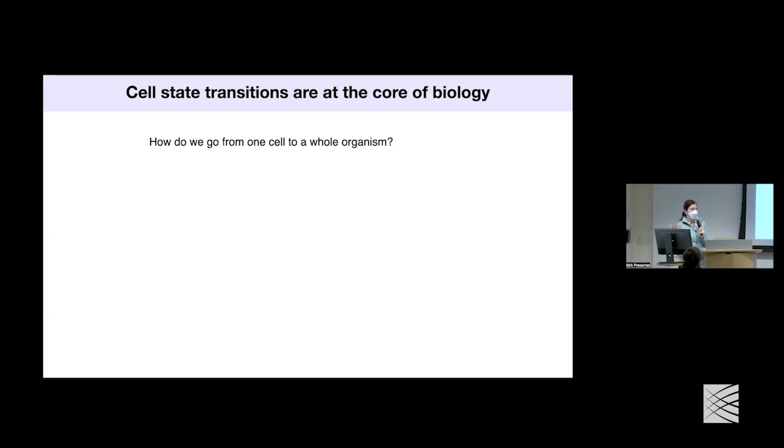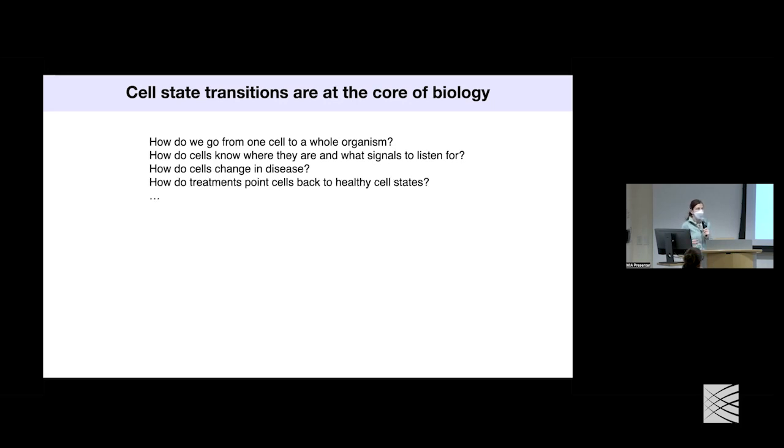For example, how do we go from a single cell to all the different types of cells in our body and the whole organism? How do cells know where they are and what signals to listen to and how to change in response to those? Of course, how do we create a disease cell state change, and then how do treatments try to point cells back to some healthy state or stop progression?